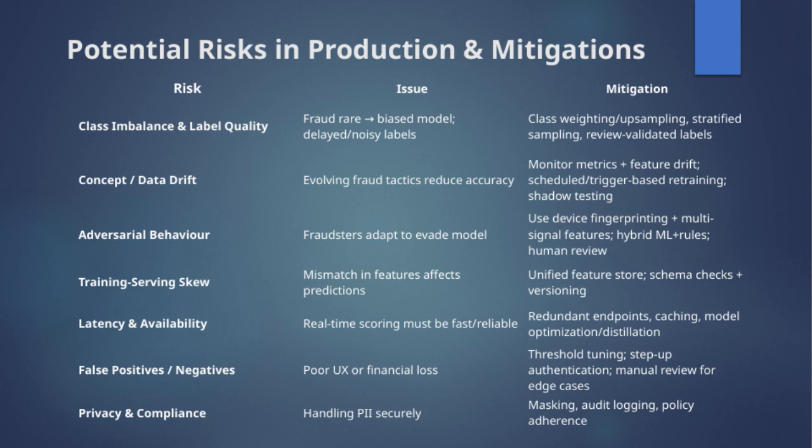Then we have training-serving skew, which occurs when there's a mismatch between the data used during training and what the model sees in production. To mitigate this, we maintain a unified feature store, implement schema checks, and use versioning to ensure consistency. Latency and availability are vital, especially for real-time scoring. We need our models to be both fast and reliable. We achieve this through redundant endpoints, caching strategies, and model optimization or distillation techniques to speed up inference.